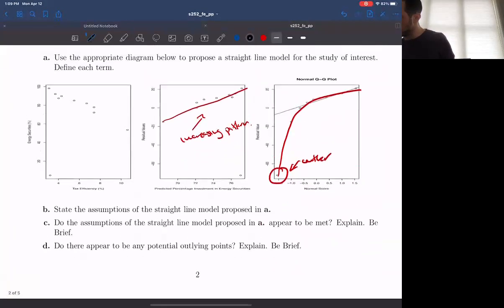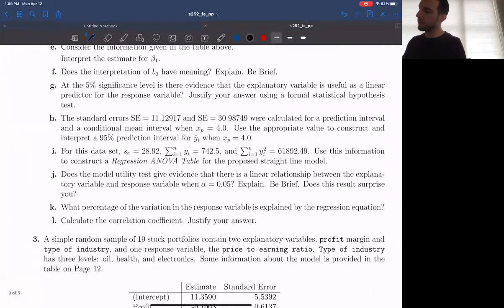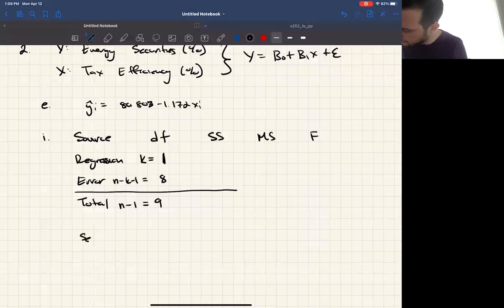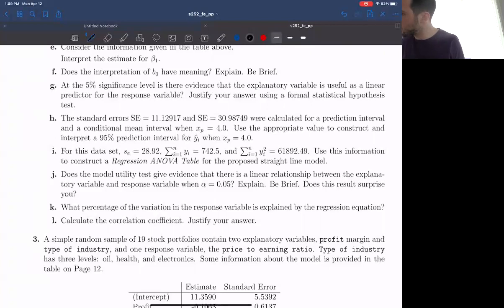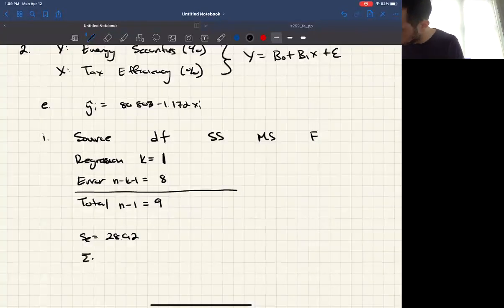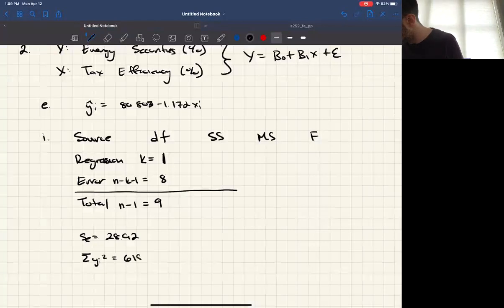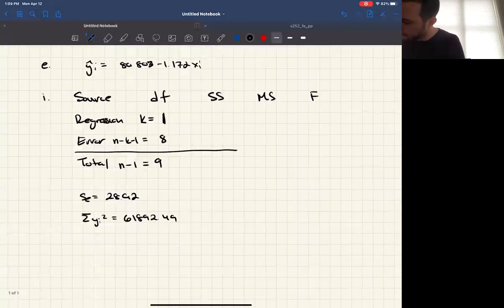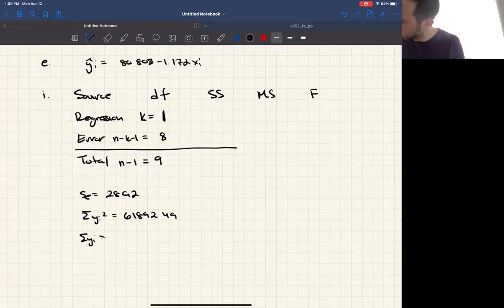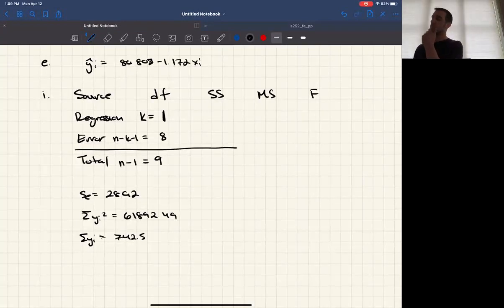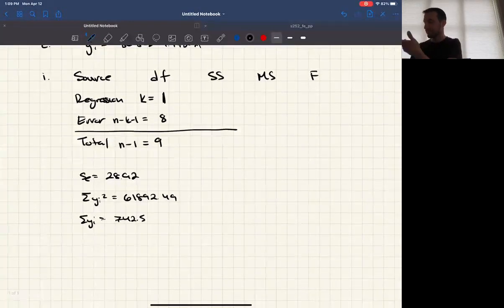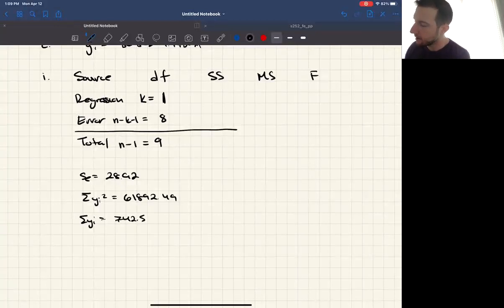All right, what else do we know? Okay, so we're told little SE is 28.92, and we are told the sum of yi squared is 61,892.49, and we are told the sum of yi is equal to 742.5.